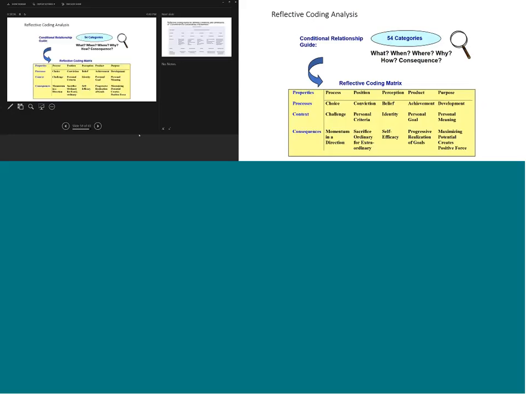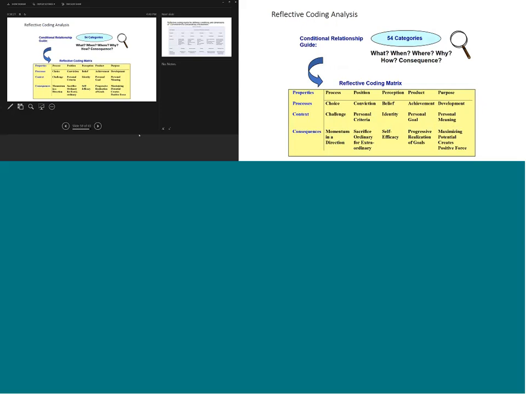And then back to the other study I was talking about on high self-efficacy. This is the reflective coding analysis, and you've seen an element of this matrix earlier. But she took those 54 categories and then started really asking it questions. Again, that's that constant comparison. What are you trying to tell me? When is this happening? Where is this happening? Why? How? What are the consequences?